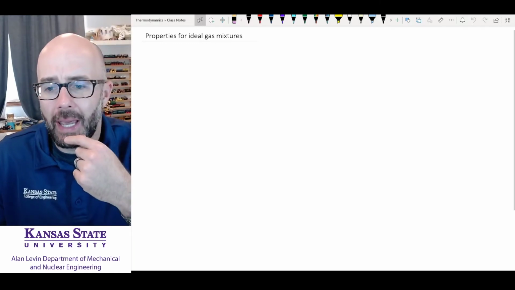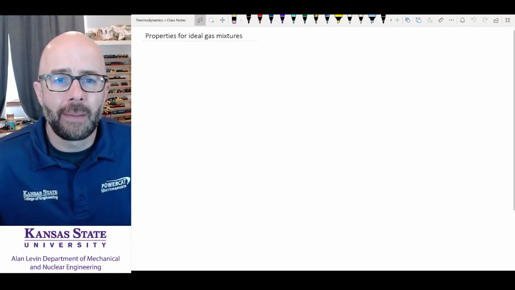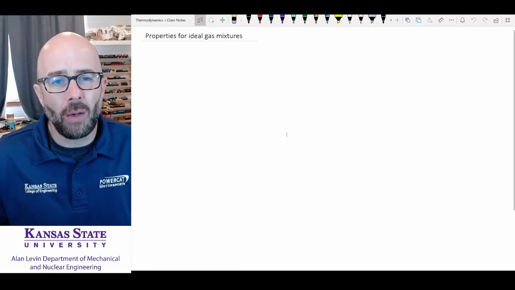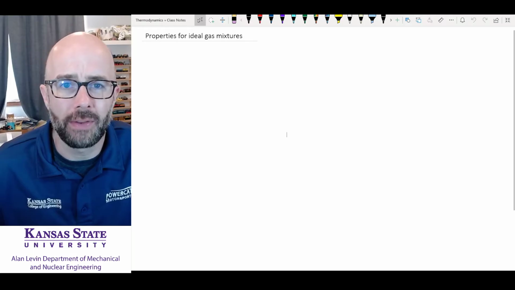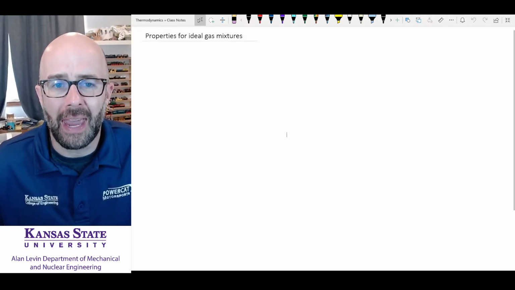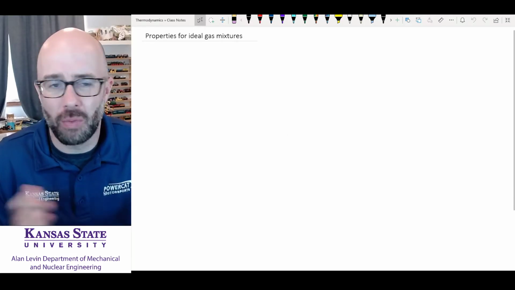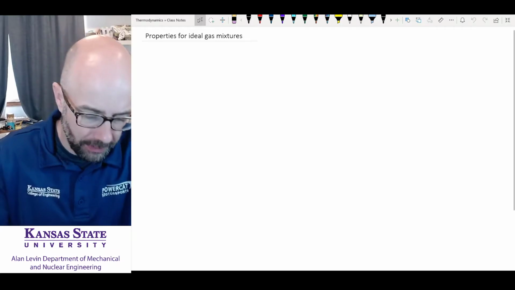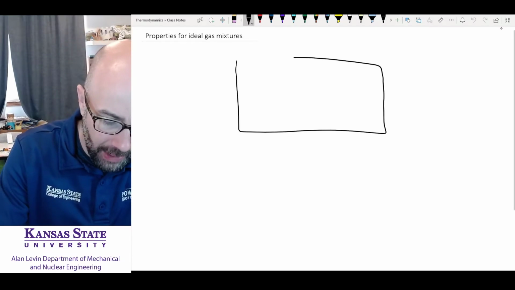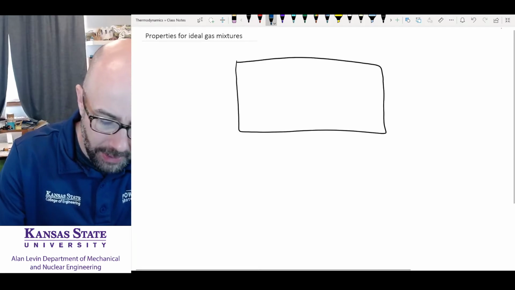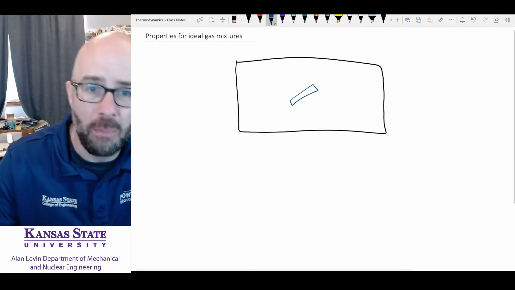Okay, ladies and gentlemen, today as we begin talking about ideal gas mixtures, I want to go back and talk about a couple other situations that we've dealt with this semester and how that can correspond to what we're going to do here with ideal gas mixtures. Let's consider a situation where we had a tank filled with water or something, and we put inside of that tank a piece of metal.